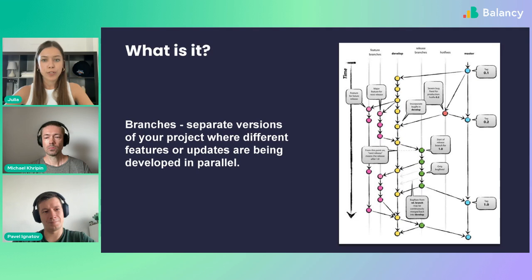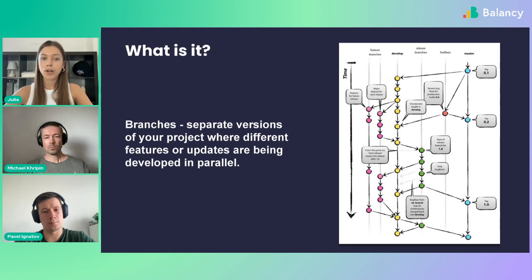Branches are separate versions of your project, where different features or updates are being developed in parallel. So that means each branch is like a copy of your main project that you can modify without affecting the rest of your project. And this allows you to work on new features, test changes, fix bugs without disrupting the live version of the game. And here on the slide, you can see a schematic of how a workflow with branches can look.